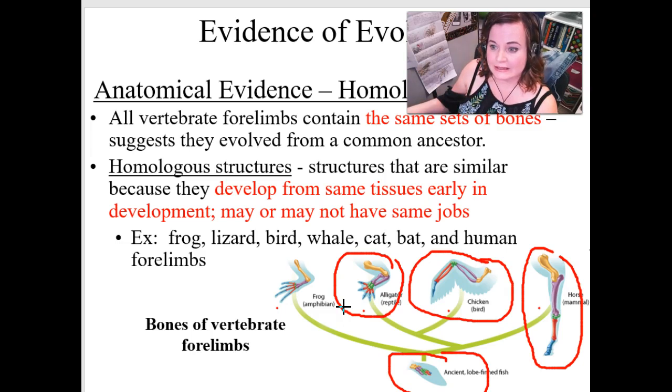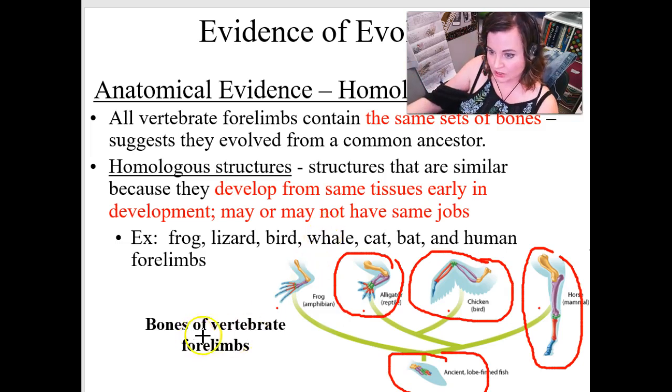So what this tells us is that these 4 organisms, and there's many more, all had a common ancestor at one point. They had a common ancestor, which was this ancient lobe-finned fish. This is what we call a phylogenetic tree. So we're looking at the relationship from ancestor to descendants. The descendants would be the frog, the alligator, the chicken, and the horse, right? And so we're looking at how they have at one point been related to one another.